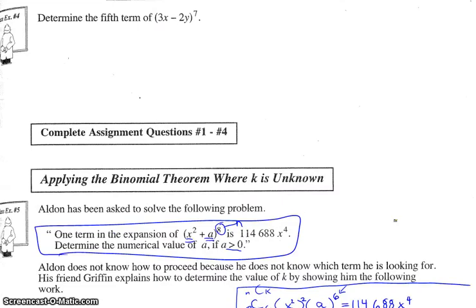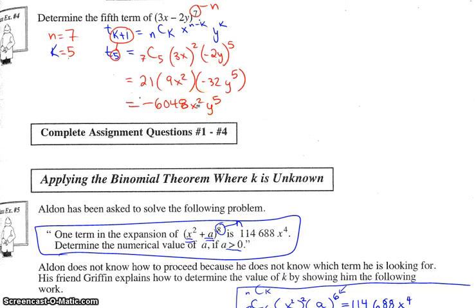So now looking at our last example for this lesson, class example number 4, determine the fifth term of 3x minus 2y to the 7th. Okay, so again, I would write down the formula, t k plus 1 equals n choose k, x to the n minus k, y to the k, and we're looking for the fifth term. Okay, so I think you guys can handle this one. Why don't you try it and pause your video and we'll check back and see if we've got the same answer.